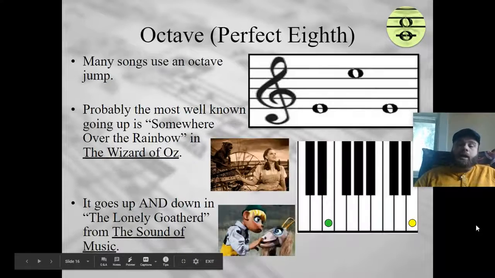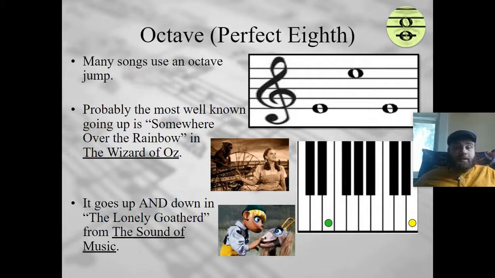And finally, is the octave, the perfect eighth. So lots of songs use that octave jump, but the most well-known is definitely going to be Somewhere Over the Rainbow from The Wizard of Oz. Somewhere over the rainbow is that octave jump up.